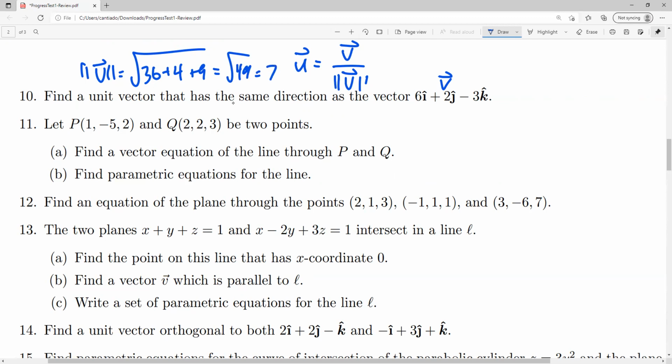7, right? So our unit vector is going to be the vector v, which is (6, 2, -3), all over the magnitude, which is 7. So if we go ahead and factor the 1 over 7 in, we get 6 divided by 7, 2 divided by 7, and -3 divided by 7, right? And that's your answer.